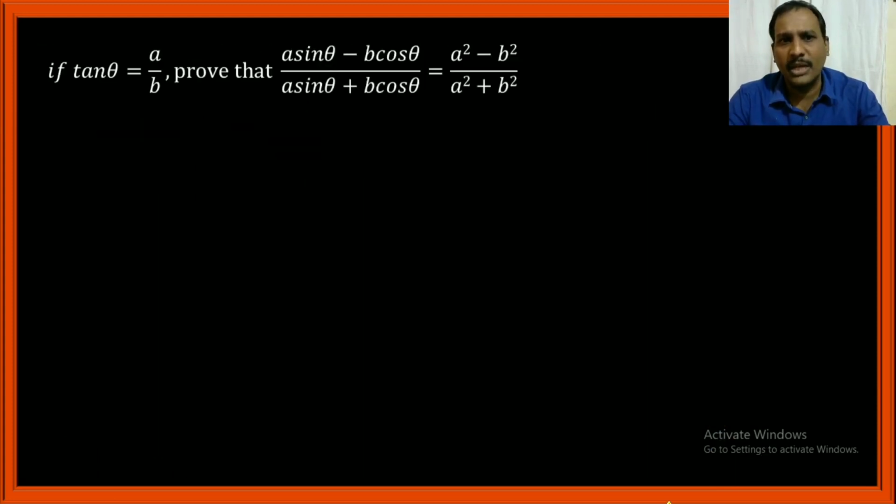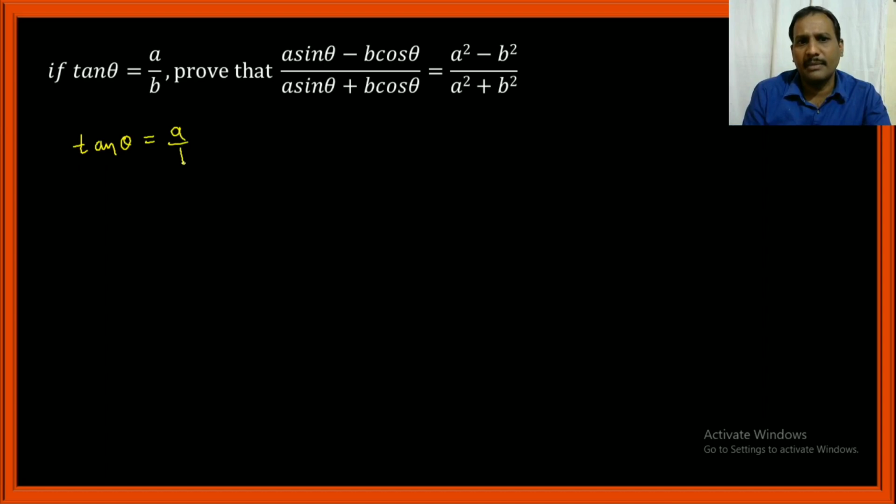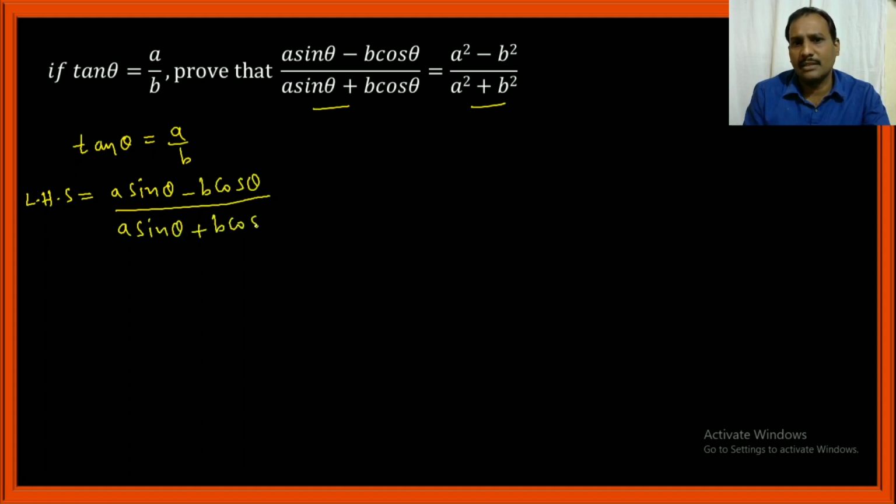Tan theta is equal to A by B. Then prove that A sin theta minus B cos theta by A sin theta plus B cos theta is equal to A square minus B square by A square plus B square. So now what is given here? Tan theta is equal to A by B. So we have to prove this is equal to this. Let us consider LHS. What is LHS? A sin theta minus B cos theta by A sin theta plus B cos theta.